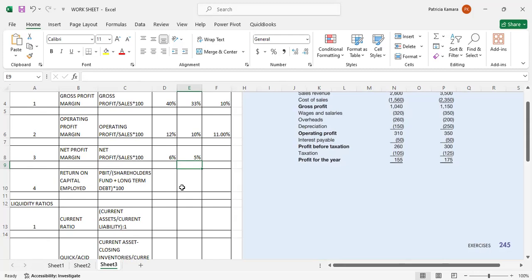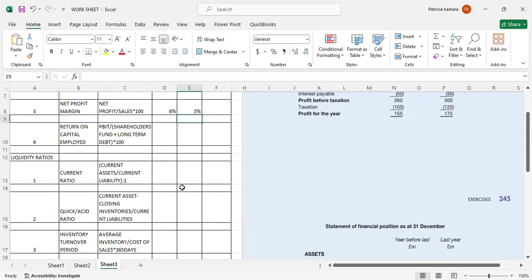So you will work out the return on capital employed, okay? Profit before interest and tax is the same as operating profit, and then shareholders' funds plus long-term debt. So these are the providers of funds, those who are giving you money to be able to operate the business. So we are saying, how much return are they going to get on their capital employed?